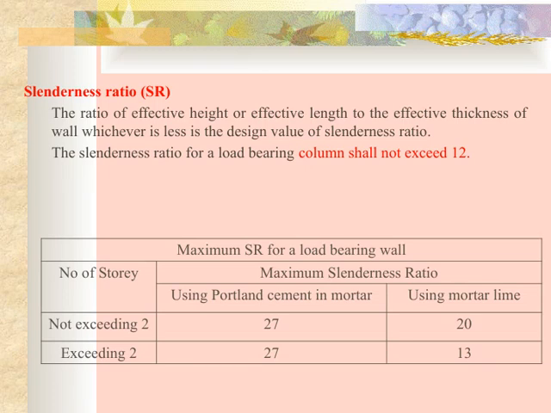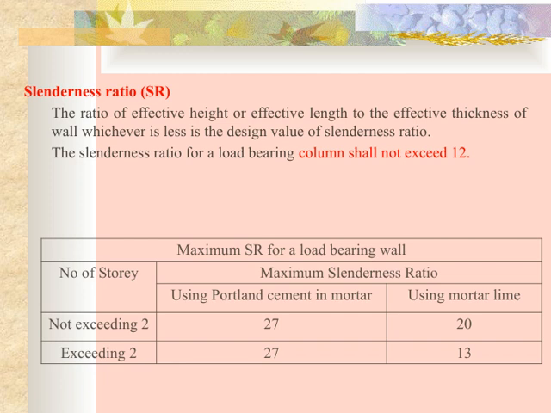Let's talk about the slenderness ratio, or SR for short. Essentially, it's the ratio of the effective height or length of a wall to its effective thickness, whichever is less. This ratio helps us assess the stability and potential buckling of walls under load. For load-bearing columns, it's important to note that the slenderness ratio should not exceed 12. Keeping this ratio in check ensures safety and stability in our structures.